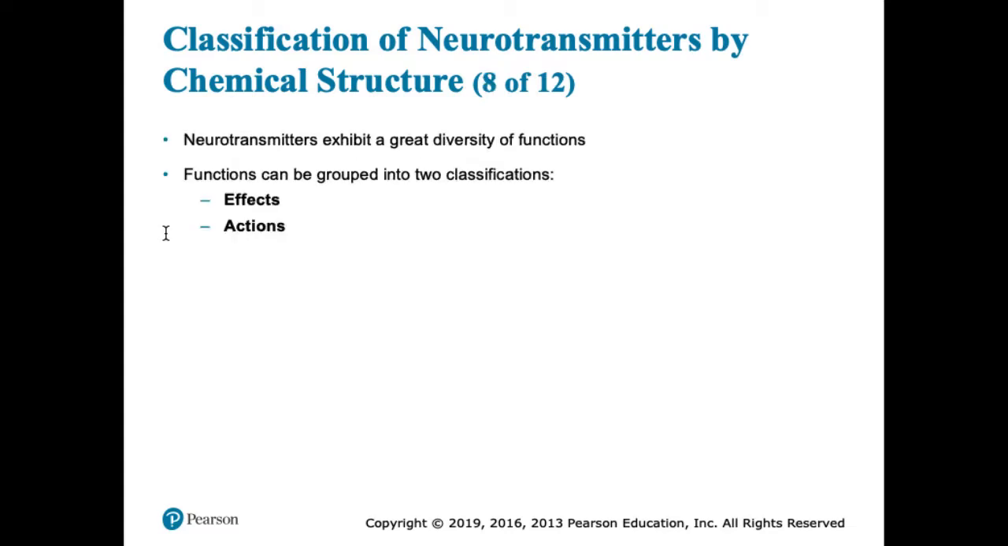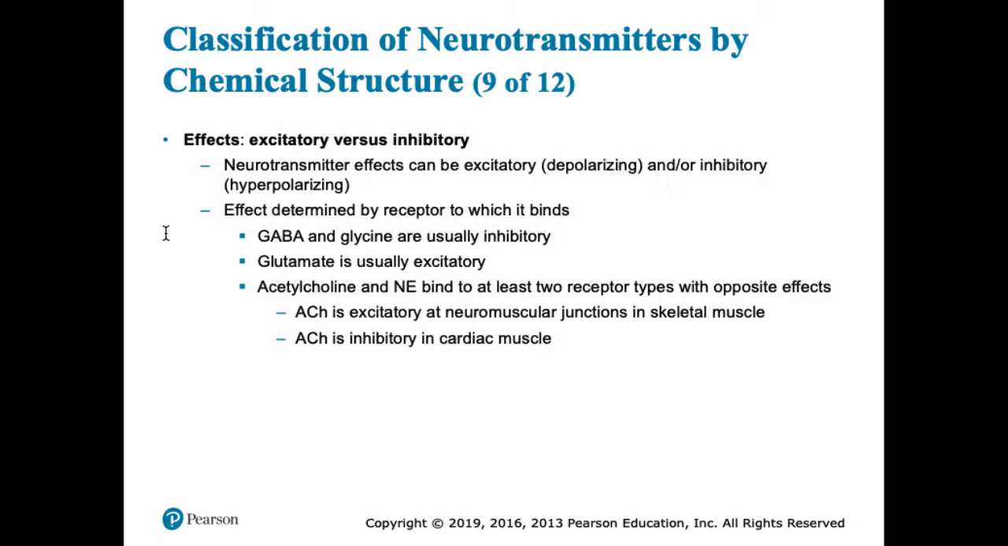So neurotransmitters exhibit a great variety of functions. Functions can be grouped into two basic classifications, based on their effect or their action. So the effects: is it excitatory or inhibitory? Neurotransmitter effects can be excitatory, which refers to depolarizing, or inhibitory, which is hyperpolarizing. The effect is determined by the receptor to which it binds.